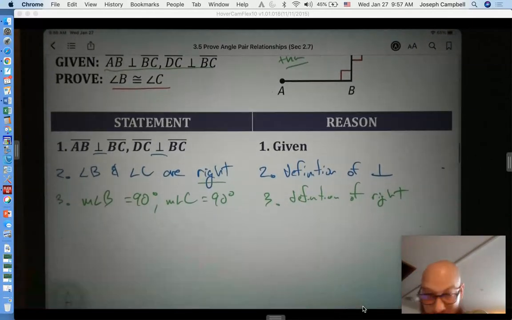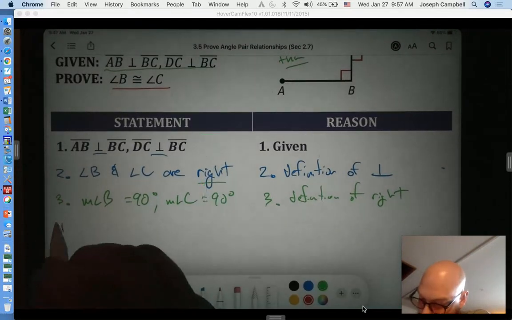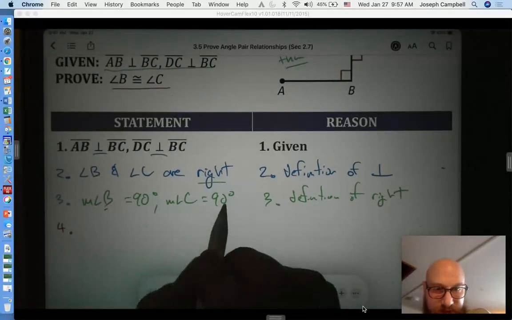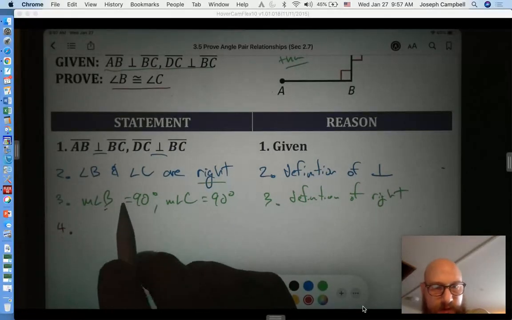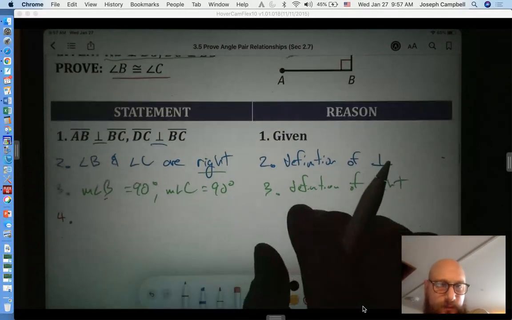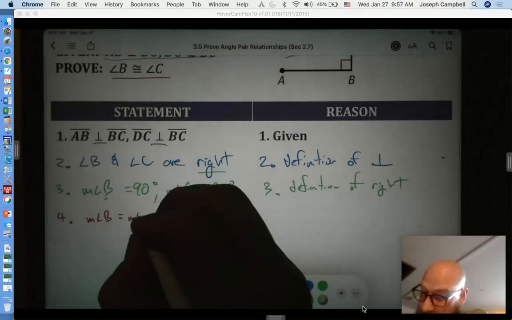Okay, we've been here just recently. If these two distinct things are both equal to 90, what can I say about these two things? If this is equal to 90 and that's equal to 90, what can I say about these two things? They must be equal to each other.